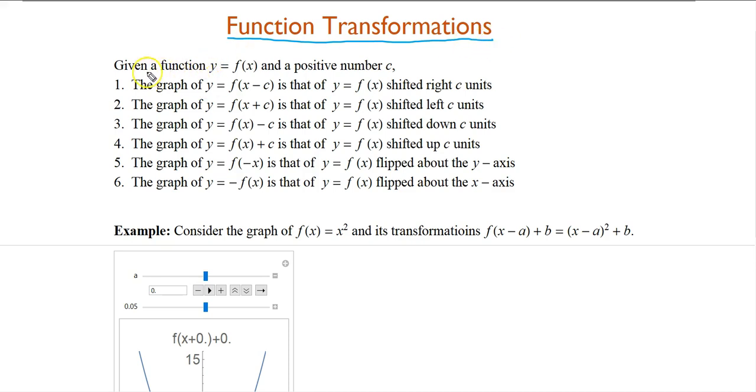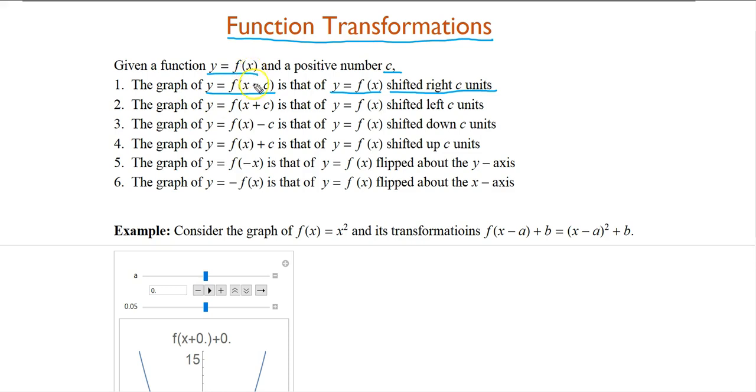So let's recall this. If we're given a function, y equals f of x, and some positive number c, then we have these 6 methods that describe how the graph of that function will be shifted around the Cartesian plane. So if we take the function f of x and we replace the x with an x minus c, then the graph of y equals f of x minus c will be the same graph as the one we started with, y equals f of x. However, it will be shifted to the right by c units.